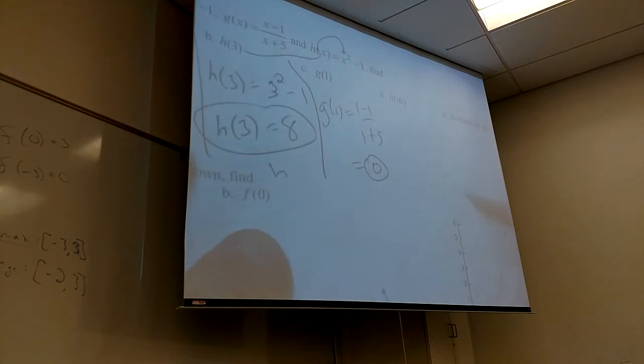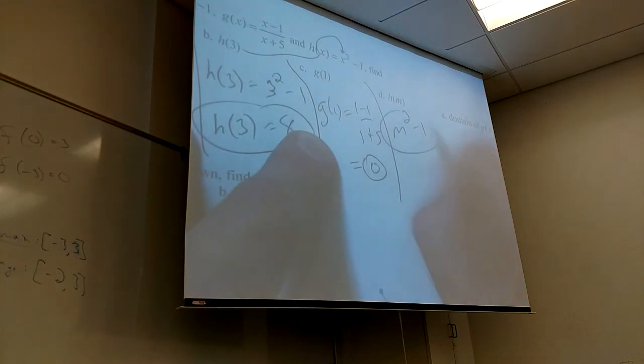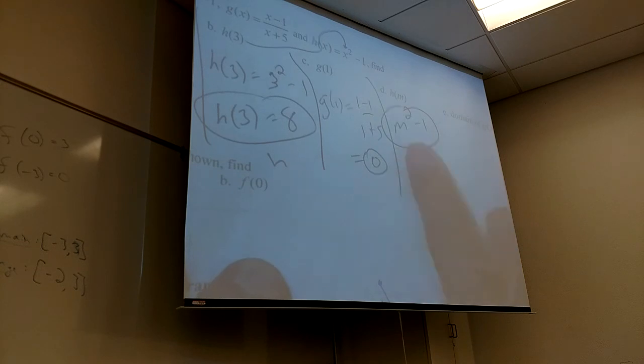All right, how about the freaky one here? It's kind of funny. If h of x is x squared minus 1, h of m is m squared minus 1. Let it be that easy because it is. Bam. And what's really beautiful about this is there's nothing to do. You can't simplify that. So you just leave it.